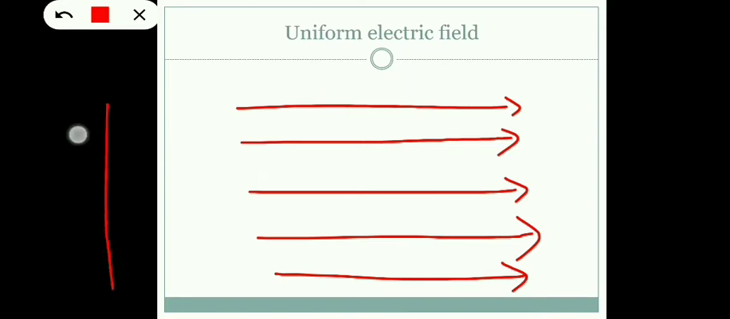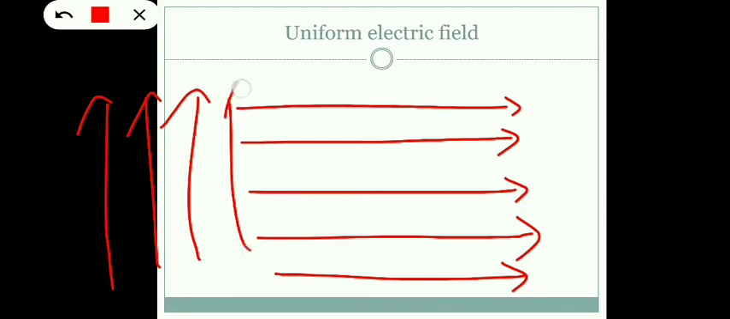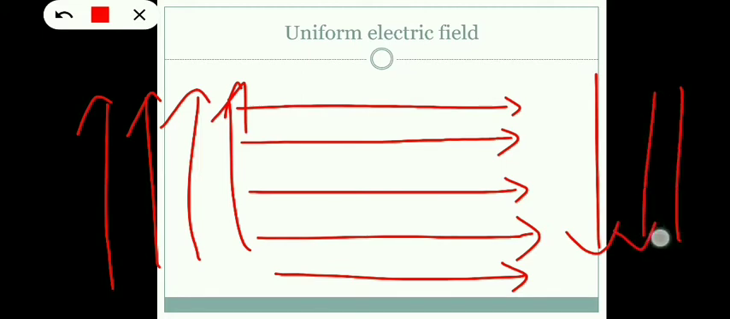Also, this is also a uniform electric field. Like this also we can represent a uniform electric field. Like this also we can represent a uniform electric field. But we must know the direction of the electric field. Electric field points from positive charge to negative charge. So if this is our electric field, then where will be the positive charge? Yes, the positive charge must be here. The negative charge must be here. Then only the direction of the electric field can be like this, from positive to negative charge.